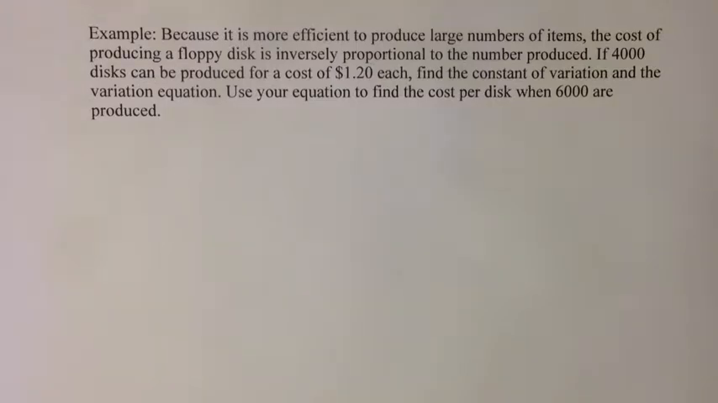Because it's more efficient to produce large numbers of items, the cost of producing a floppy disk is inversely proportional to the number produced. That means if we make a whole lot more, it's actually cheaper to make each one. So if 4,000 disks can be produced for a cost of $1.20 each, find the constant of variation and the variation equation. Then use your equation to find the cost per disk when 6,000 are produced.